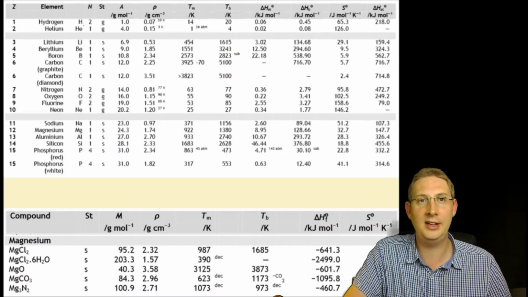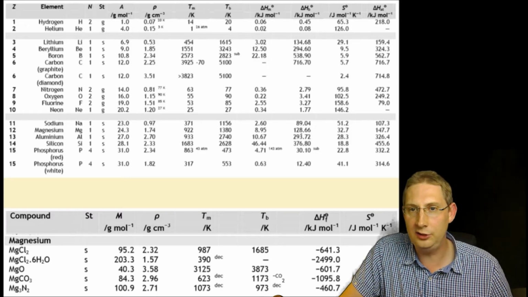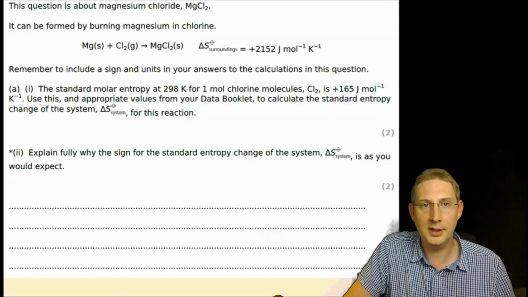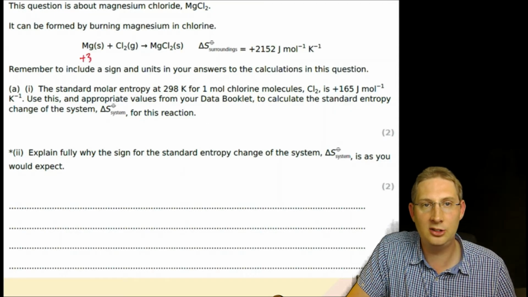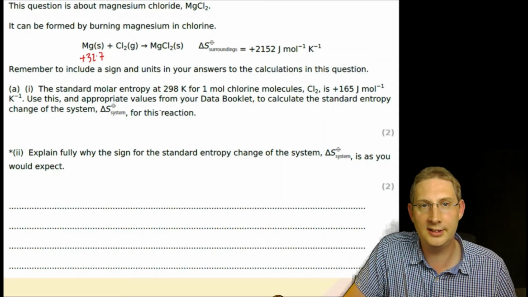Magnesium would be found in the elements section. So magnesium here, entropy 32.7. So magnesium plus 32.7. Chlorine, we're told, is plus 165.